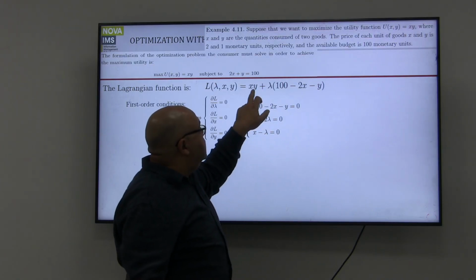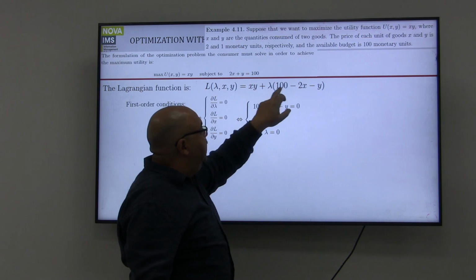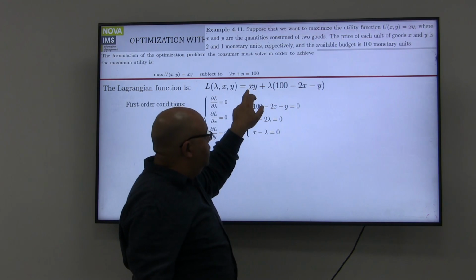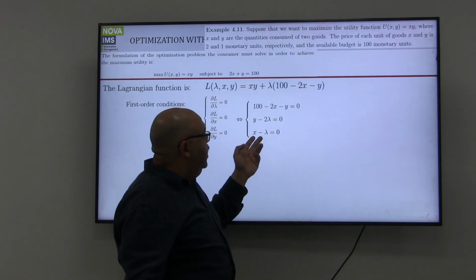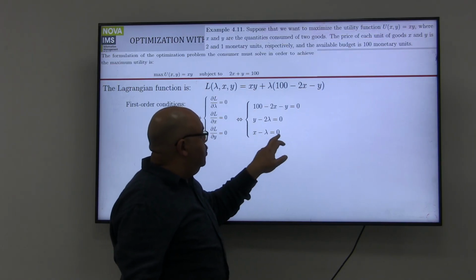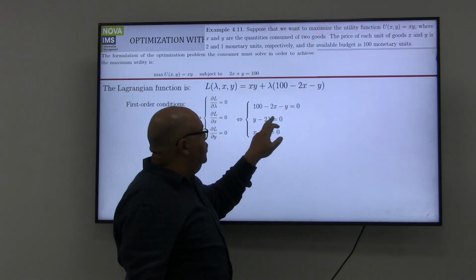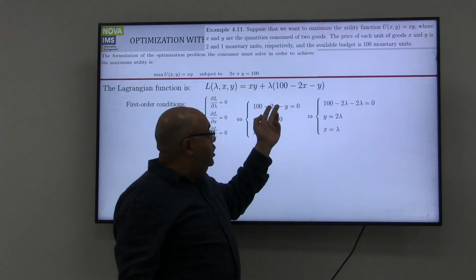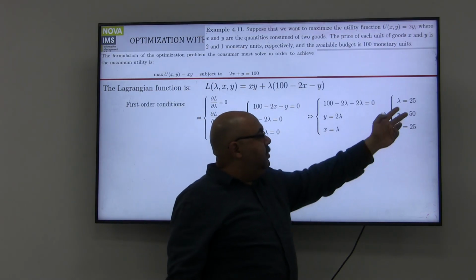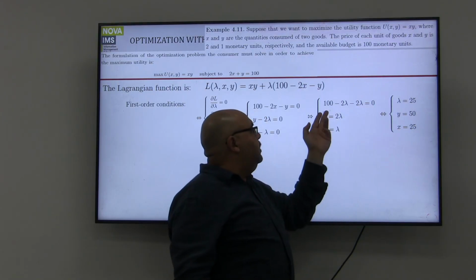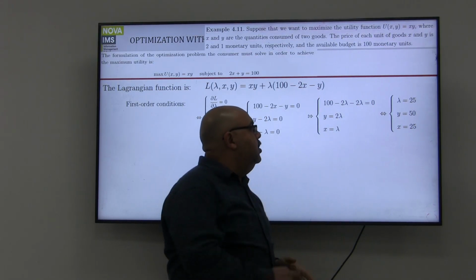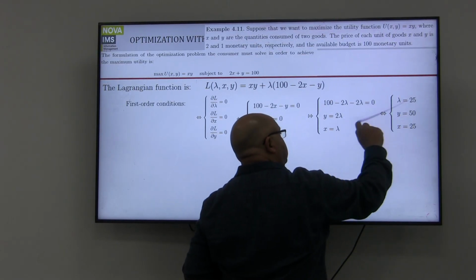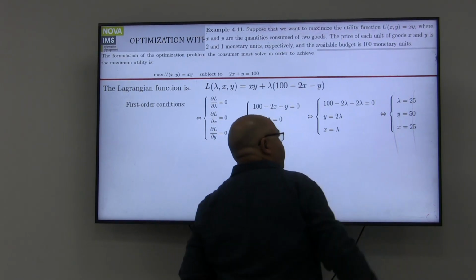Differentiating with respect to x, it's going to be y equal to 2 lambda. With respect to y, it's going to be x equal to lambda. So x is equal to lambda and y is equal to 2 lambda. I will substitute them in the constraint equation, from which I will get the value of lambda, which is going to be 25. I will resubstitute in the other two equations: lambda equal to 25 gives x equal to 25 and y equal to 50. Now I have the solution.